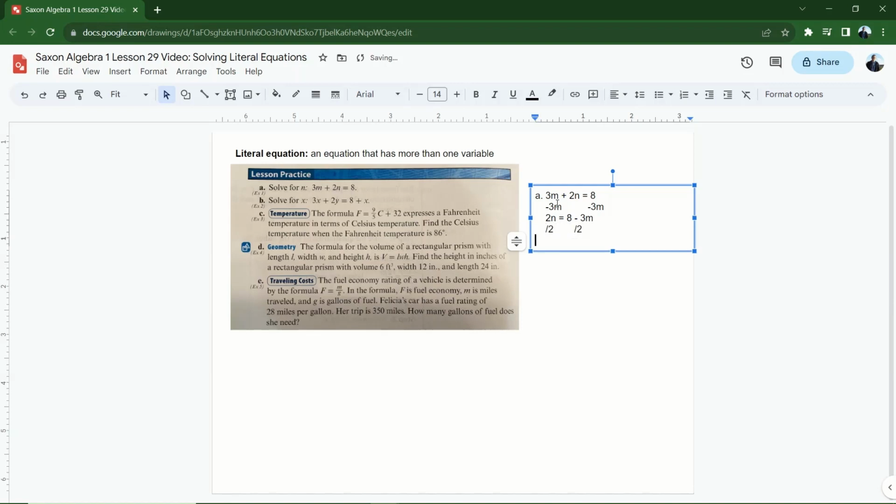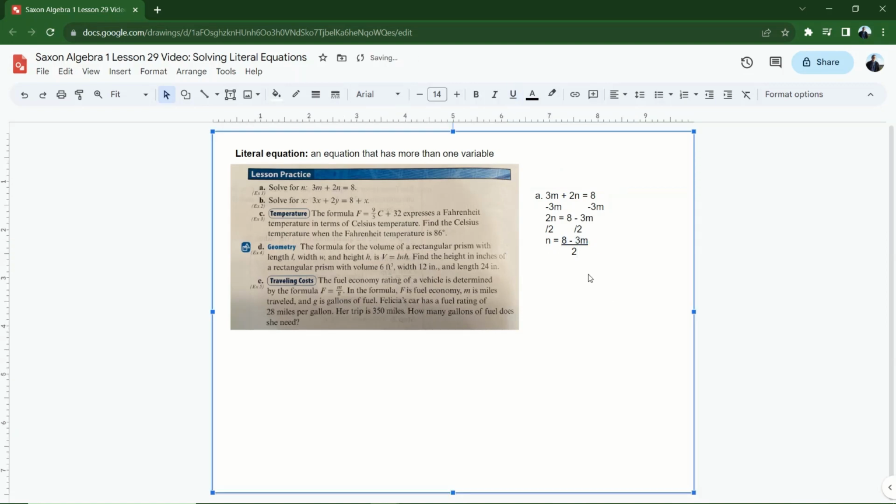I should probably state that, and then let's do it. So 2n divided by 2 is just n. I undid the multiplication by 2 there. And n is going to equal 8 minus 3m, and then we're going to divide that whole thing by 2. 8 minus 3m over 2.